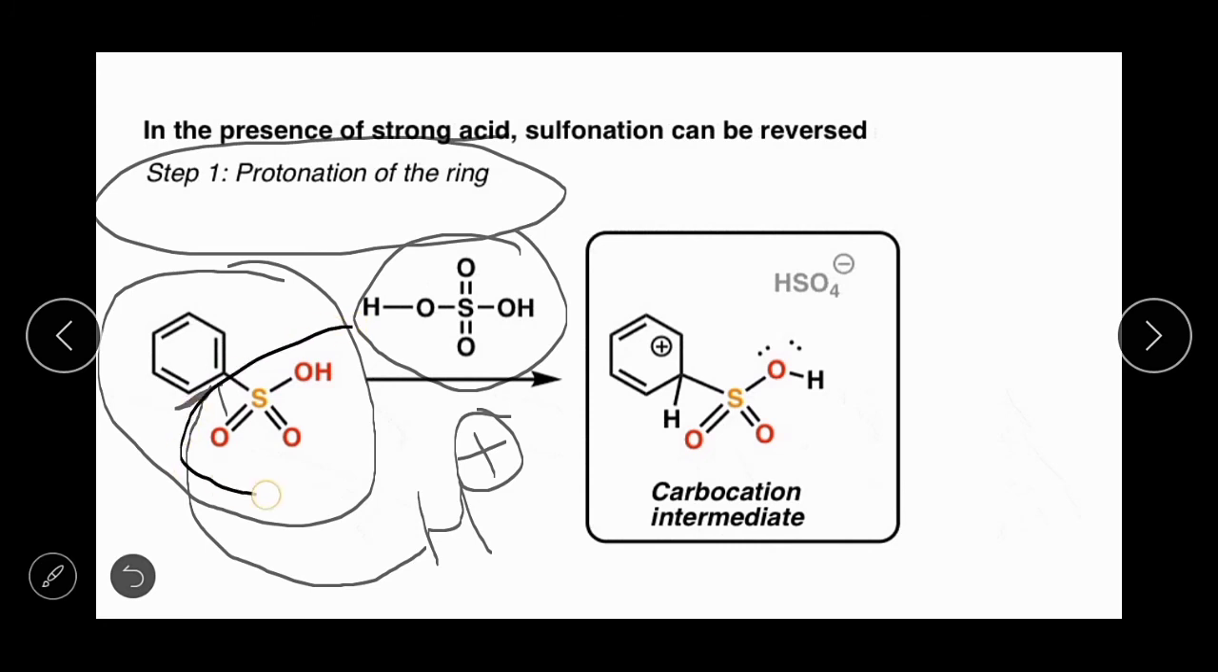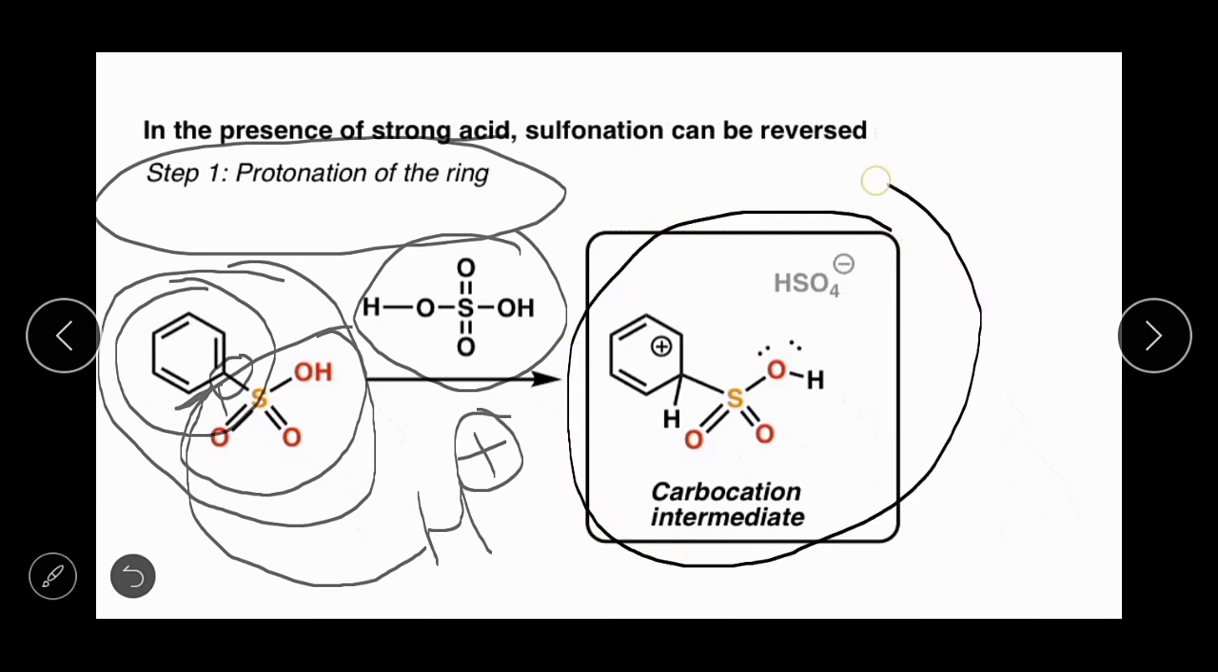this carbon which is attached to the sulfonic acid group. Okay, one side note: this H plus can attack any of the carbons on the benzene. It is not necessary that it acts on this specific carbon only. But generally it attacks on this carbon, and due to that the reversibility of sulphonation is possible. So what will happen after attacking? It will form a complex like this, a carbocation intermediate, right?